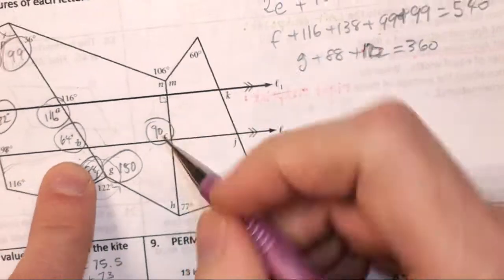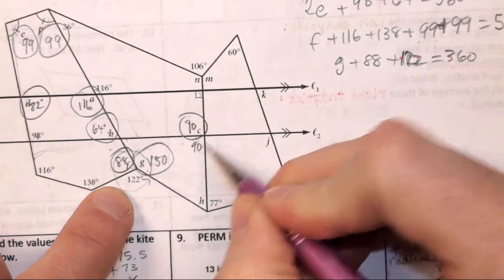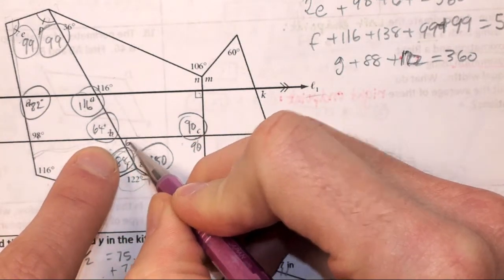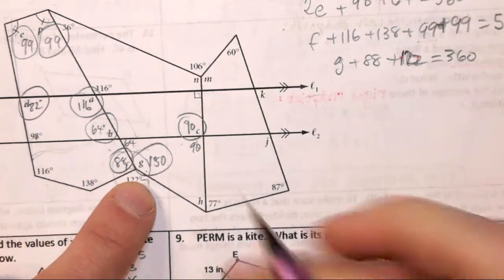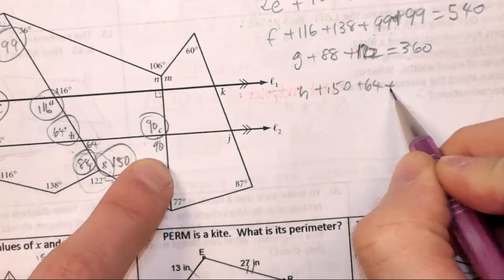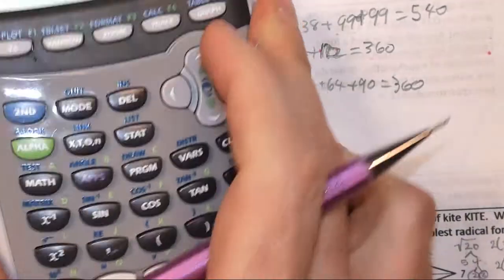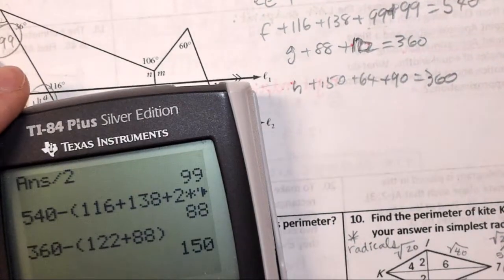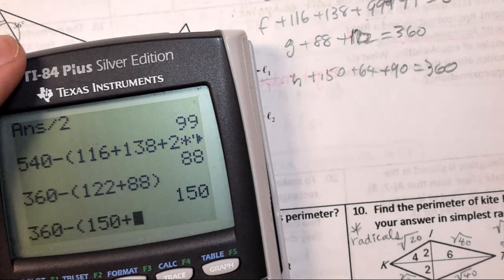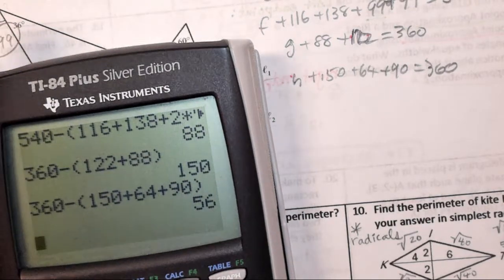For H, I have a quadrilateral down here at the bottom. 150 is one of the angles. This one's 90 right underneath C. It's a linear pair. Right beside H, this is 64 by a vertical set of angles. So now I'm going to say that H plus 150 plus 64 plus 90, all of that has to total 360. Solve that one for H. 360 minus the quantity 150, 64, 90, 56 degrees.